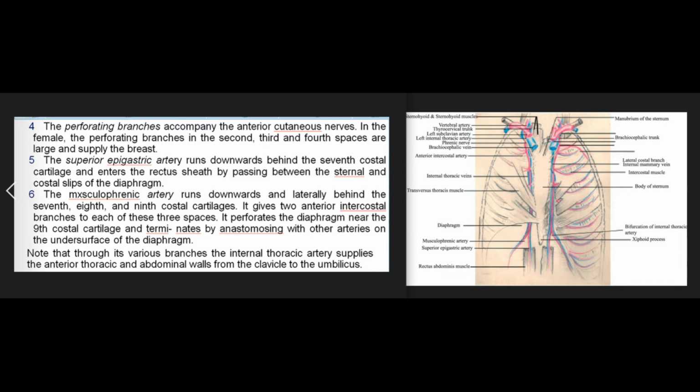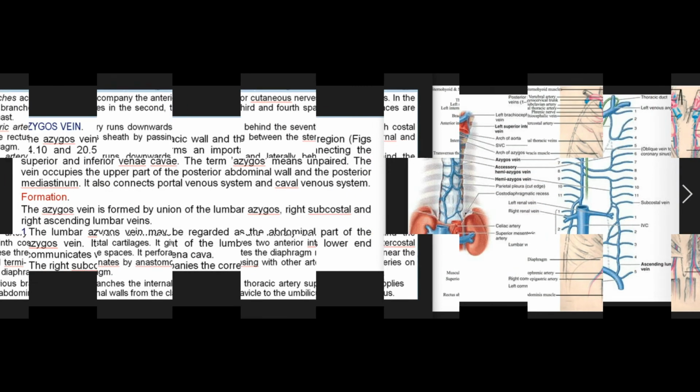5. The superior epigastric artery runs downwards behind the 7th costal cartilage and enters the rectus sheath by passing between the sternal and costal slips of the diaphragm. 6. The musculophrenic artery runs downwards and laterally behind the 7th, 8th, and 9th costal cartilages. It gives 2 anterior intercostal branches to each of these 3 spaces. It perforates the diaphragm near the 9th costal cartilage and terminates by anastomosing with other arteries on the undersurface of the diaphragm. Note that through its various branches the internal thoracic artery supplies the anterior thoracic and abdominal walls from the clavicle to the umbilicus.